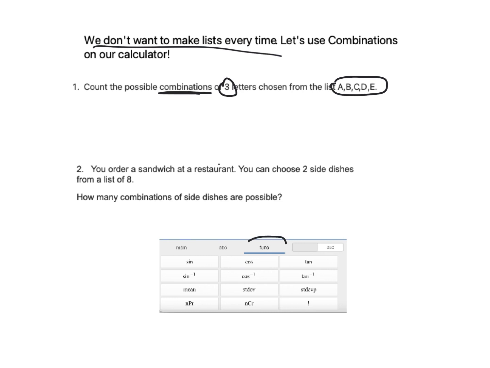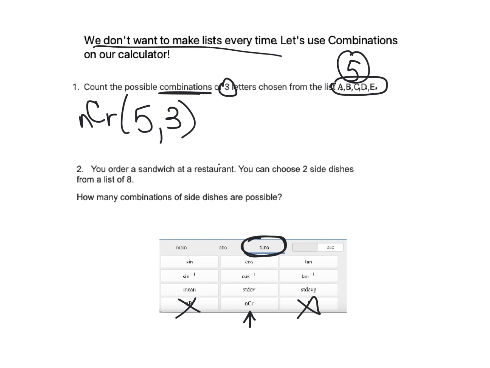And if you notice, again, we're going to be in the functions. We are not using permutation this time. We are not using factorial. We are going to use that nCr. Okay, so that C is what we're looking for. Well, how many total letters are there? 1, 2, 3, 4, 5. We're using 5 letters, and we're choosing 3 of those letters. Okay, so we're going to put that into our calculator, and it will tell us that if we have 5 letters and we have to choose 3 of them, there are actually 10 combinations for that.